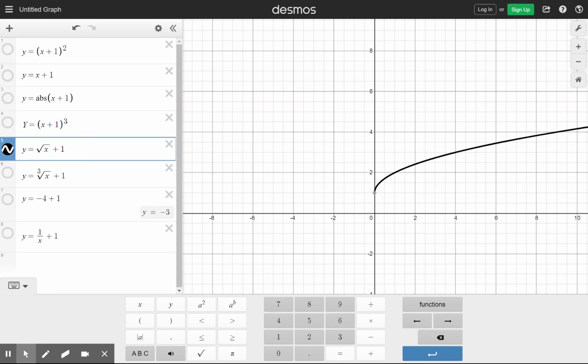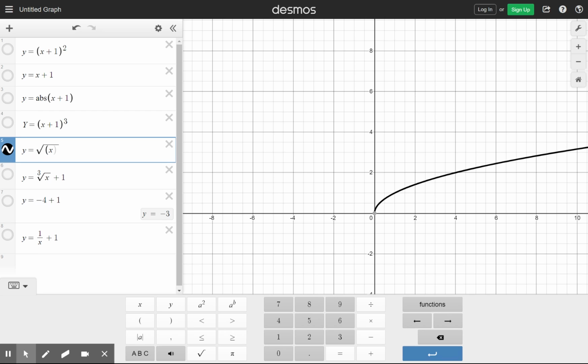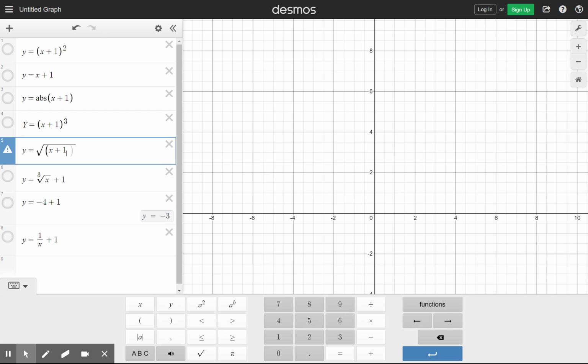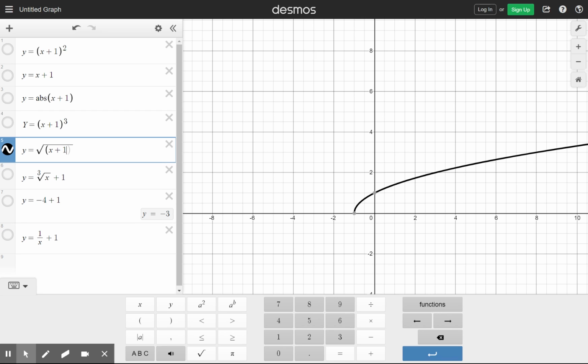Okay, continuing to look at horizontal shifts. We have our basic square root function, but if we replace the x with parentheses x plus 1, we see it shifted to the left. And notice we're making these changes within our function. So it's underneath that square root sign that you replace the x with x plus 1, and then it shifts 1 unit to the left.